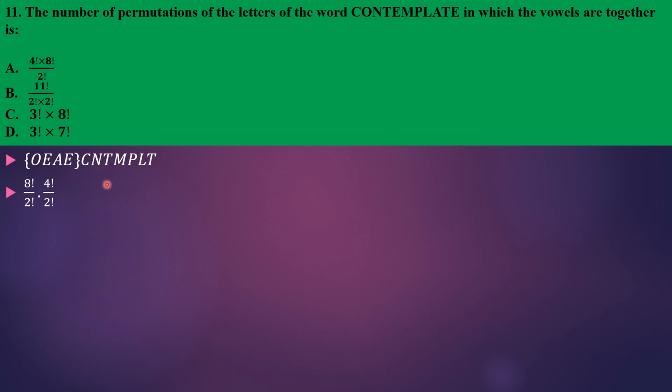But is anyone repeating? Of course. Look at these T's are repeating, so you have 8 factorial over 2 factorial. Now that's how you arrange these letters normally. But you come inside these vowels, right? I can also arrange them too.